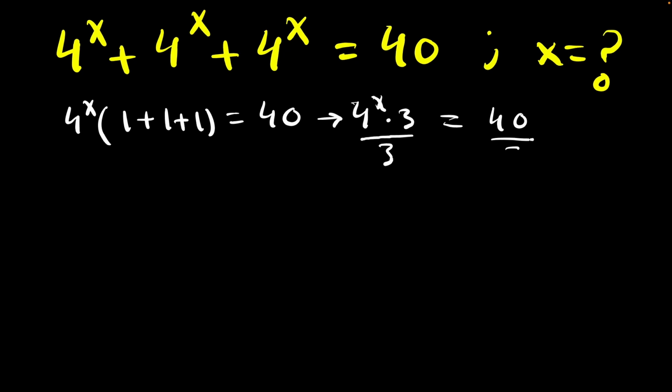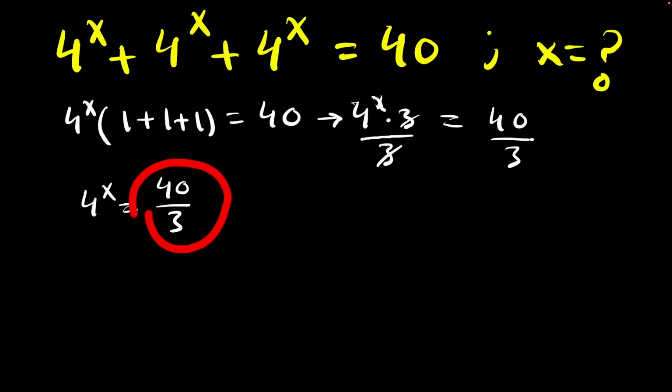Divided by 3, this side also divided by 3. Here 3 by 3 will cancel out. We will have 4 to the x is equal to 40 divided by 3, or 40 over 3. So what I'm going to do here, I'm going to take log from the right side of the equation, and 4 will go as a base, or we can write 4 as a base.